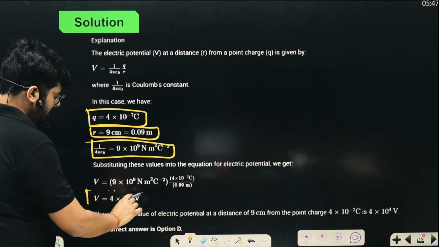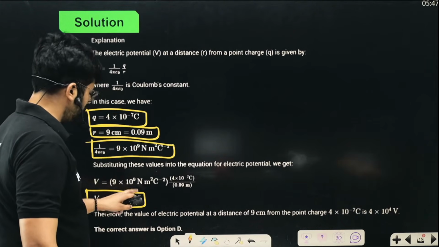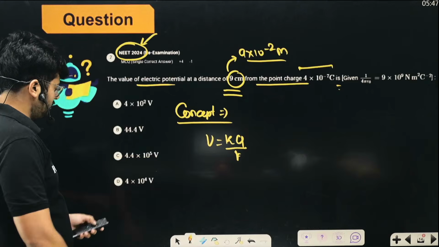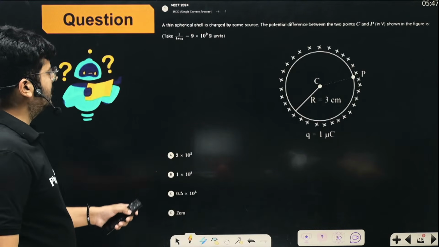So you will get 4 into the power 4 volts, right? So that is the answer, which is option D. Some silly mistake you might have made.